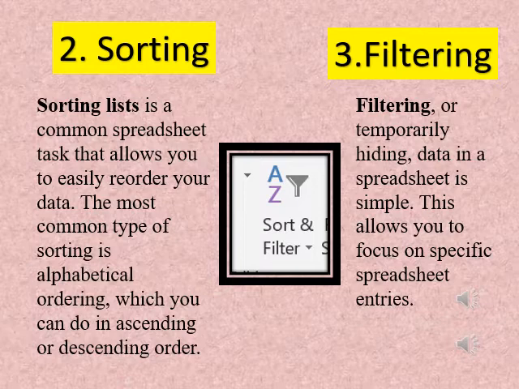So this is called sorting, meaning arranging our data in a particular order. Now, this can be ascending order, descending order, or any custom order which I want. After sorting, we have the filter feature.